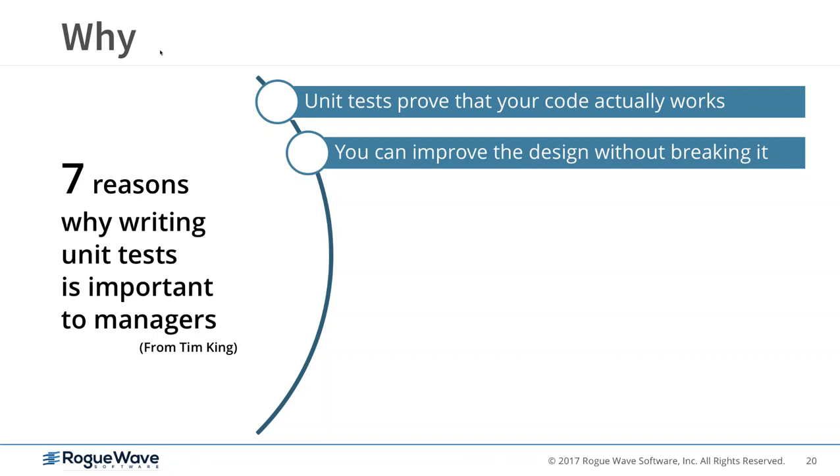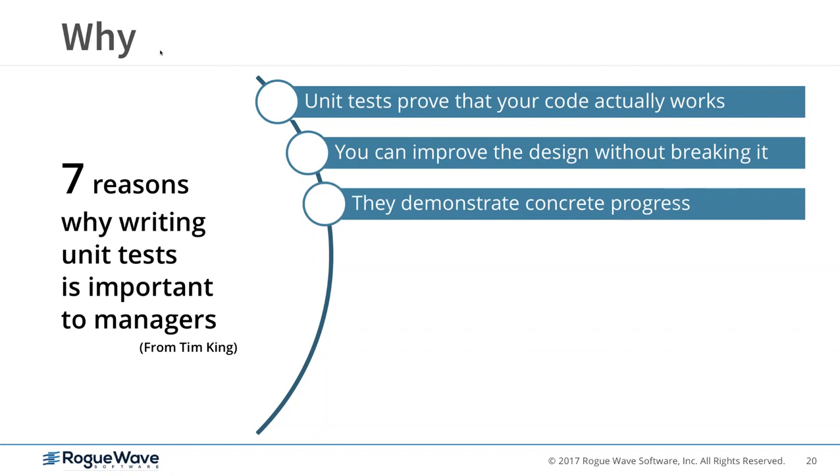Once you know the code actually works, it's very easy to improve the design or refactor without breaking your code, because you know you have a unit test that says this is what the code is supposed to do. This is the behavior we're expecting from the code. And as long as you've got that, you can change the internal code all you want as long as the unit test continues to pass.